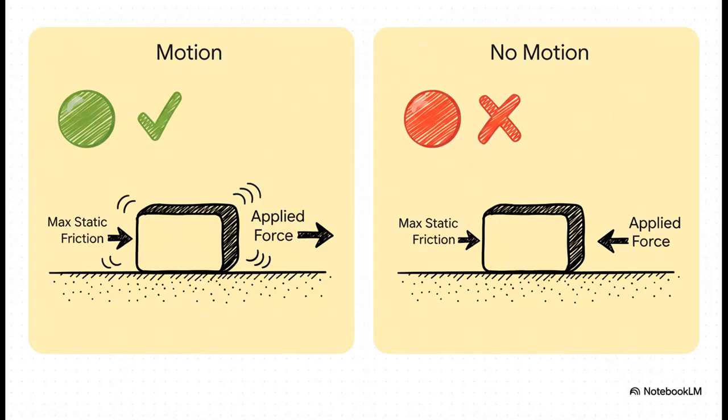So here's the check. It's super simple. You just compare the force you're applying to the maximum possible static friction. If your applied force is bigger, great, the object moves, and you'll use kinetic friction. But if it's not, then the net force is 0, and the acceleration is 0. That's it. It's a tiny check that can save you from a huge mistake.